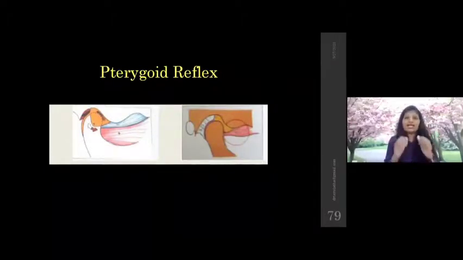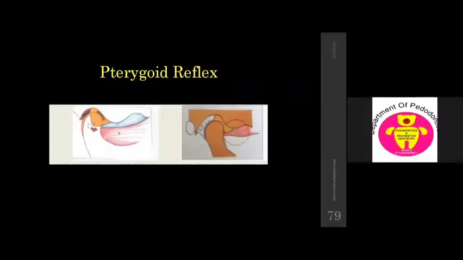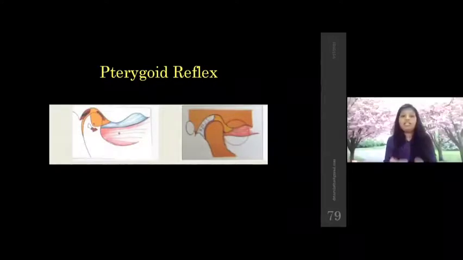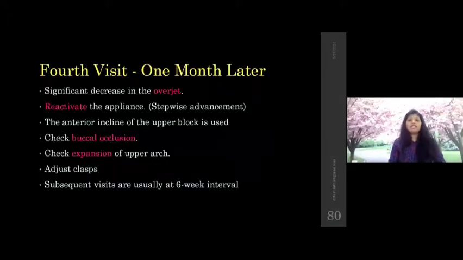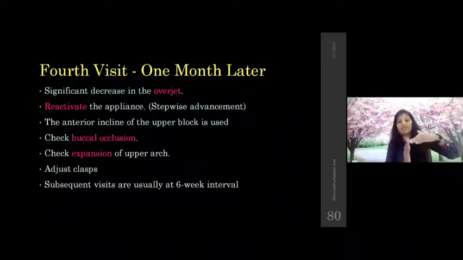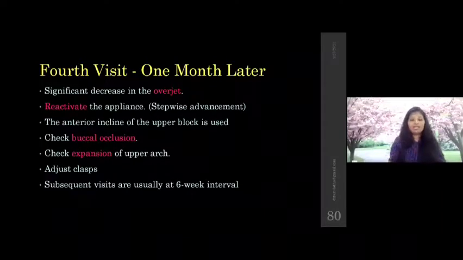That is a good sign, and that suggests that your twin block therapy is doing excellent during the 1 month period, and now you are ready to trim your block. In the fourth visit, that is 1 month later, you see reduction of overjet and you see good buccal occlusion, and you also see that expansion is very nicely achieved. And if the overjet was more than 10 millimeter, this is the stage at which you want to reactivate it. How do I reactivate? I'll show the picture and explain it.